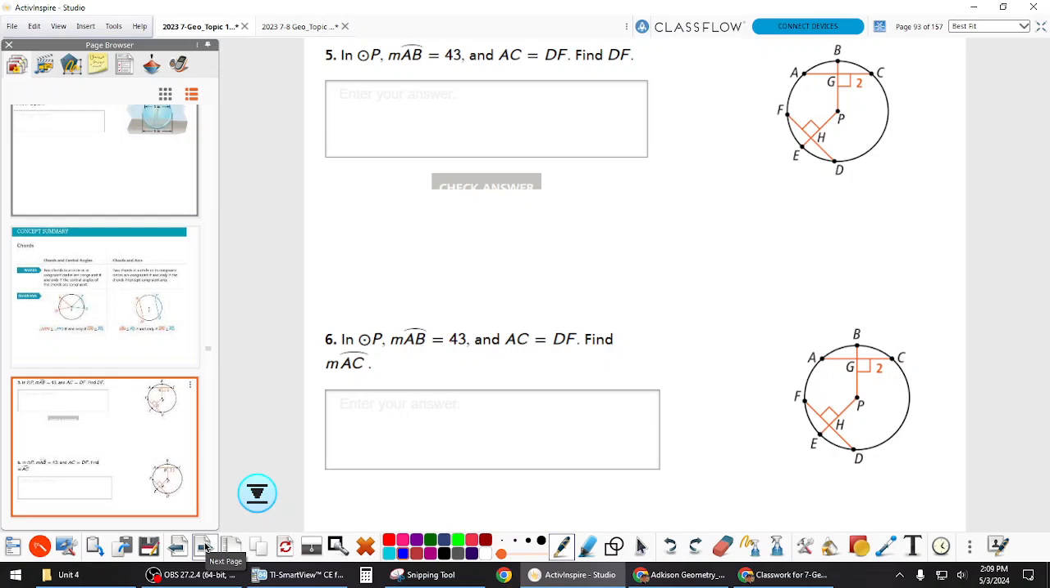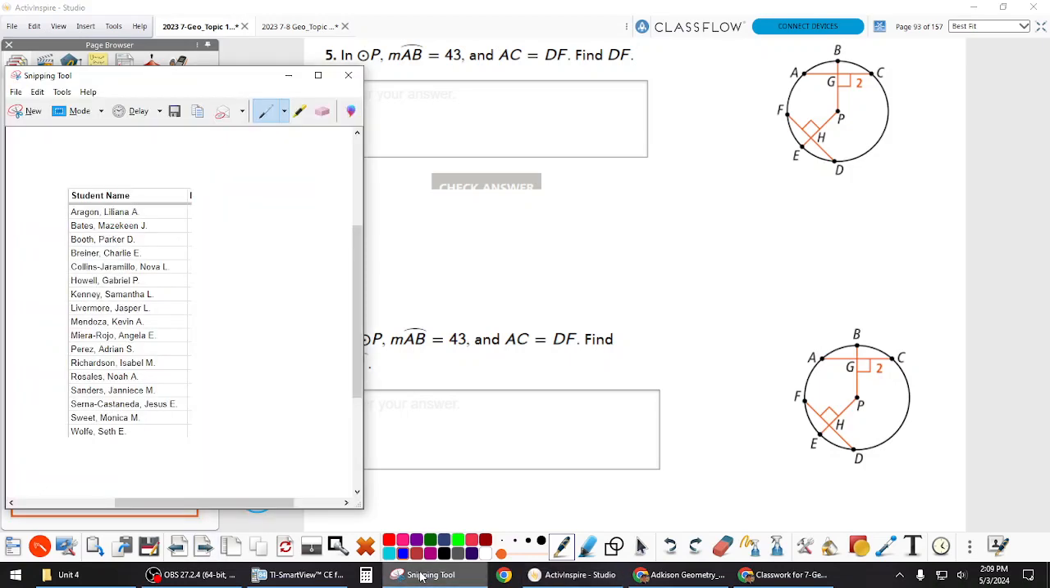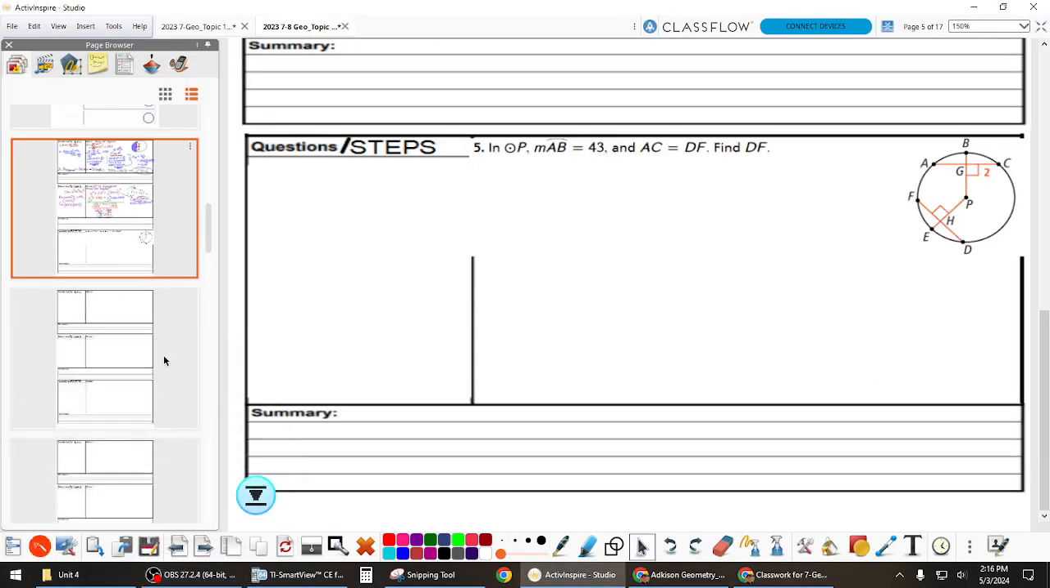Let's do this one. Do you feel comfortable drawing that picture on your examples section of your notes? It's going to be tough. All right. Do that. So just real quick again, this circle symbol with the dot in the middle is telling us it's named after the center of the circle, which is P in this case.